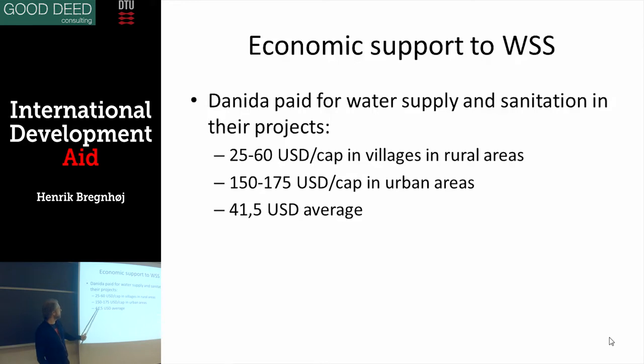25 to 60 US dollars per capita that got water supply and sanitation. In urban areas, it's much more expensive. As you can see, they paid a lot more in investments in the systems for urban areas. Total average, 41 US dollars per person who got access. And this is a number that I think you should keep in mind when you make your budgets this week here.